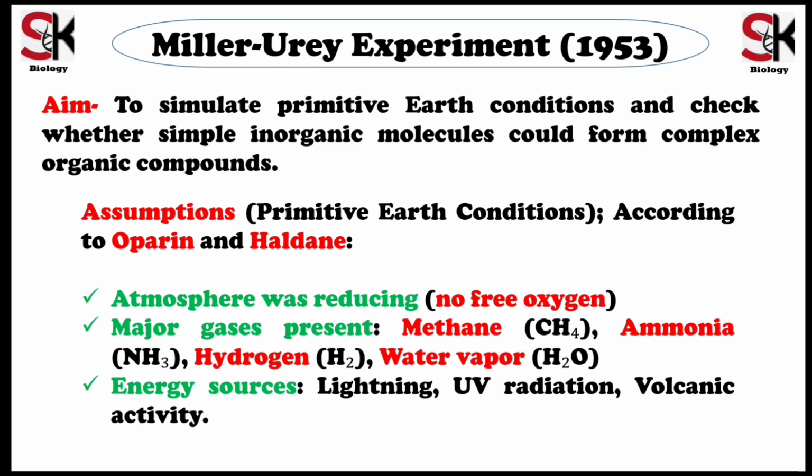According to them, the early Earth had a reducing atmosphere, meaning no free oxygen was present. The major gases were methane, ammonia, hydrogen, and water vapor. They also suggested that energy sources like lightning, UV radiation, and volcanic heat were available to drive chemical reactions. With these assumptions, they set up the experiment.